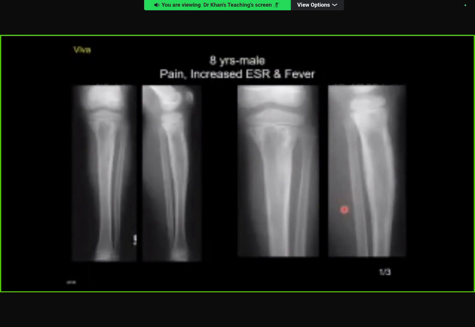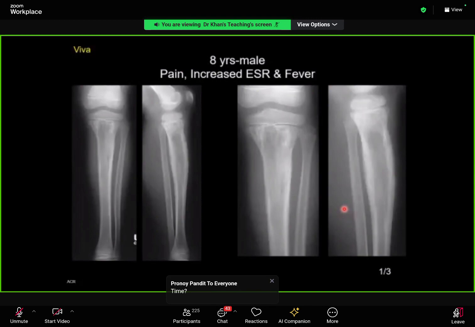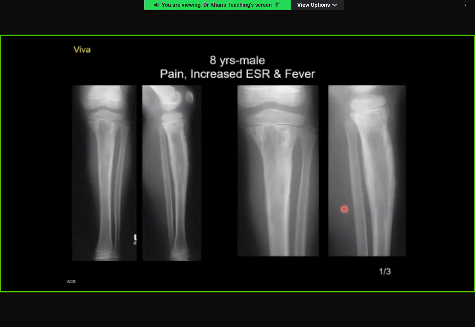So, frontal and lateral radiographs of the tibia and fibula. There is a poorly defined central proximal metaphyseal lesion with surrounding sclerosis. The bone appears to have a slightly primitive pattern, and the zone of transition appears to be quite wide. On the lateral radiograph, there also appears to be some periosteal reaction.